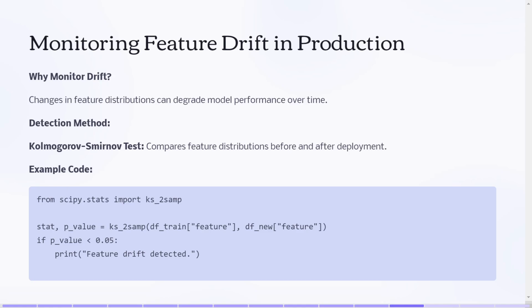Once a model is deployed, the data it sees can change over time, leading to feature drift. This means the statistical properties of the features have shifted, which can degrade model performance. To detect drift, we can use tests like the Kolmogorov-Smirnov test, which compares the feature distributions before and after deployment. If drift is detected, we may need to retrain our model.